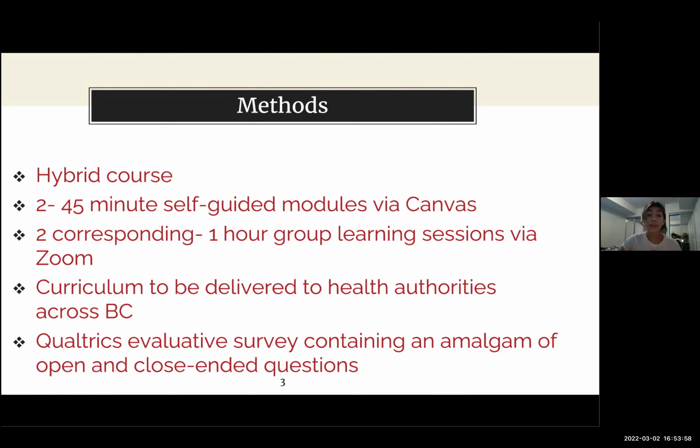We were then able to incorporate these findings into our curriculum, which was developed as a hybrid course. We created a hybrid curriculum that was to be delivered through 2 self-guided modules, each about 45 minutes, and then 2 corresponding 1-hour group learning sessions to be facilitated through Zoom. The self-guided modules were published through a learning management system on Canvas, which was followed by the facilitated sessions, which were developed to have participants engage in conversation to further their learning as a group.